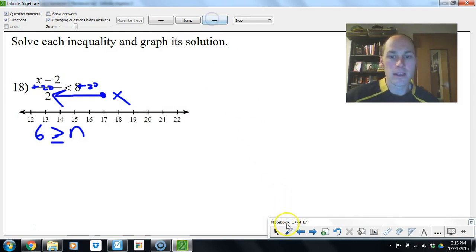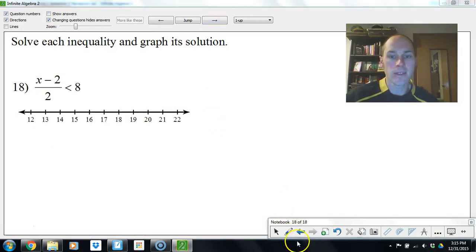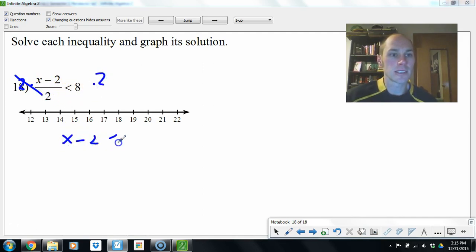All right, next one. Get the x all alone. x minus 2 divided by 2 is less than 8. So the last step was dividing by 2, so we need to multiply both sides by 2. So x minus 2 is less than 16. Now we add 2 to both sides of the equation. x is now less than 18.